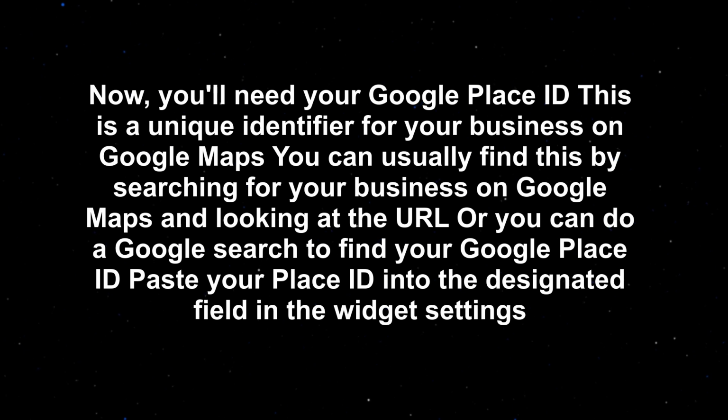Now, you'll need your Google Place ID. This is a unique identifier for your business on Google Maps. You can usually find this by searching for your business on Google Maps and looking at the URL, or you can do a Google search to find your Google Place ID. Paste your Place ID into the designated field.